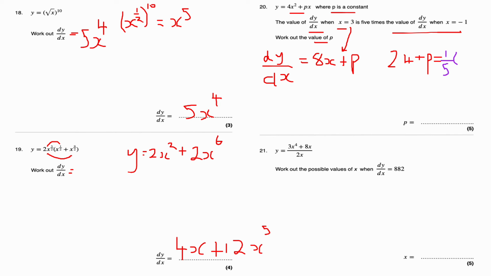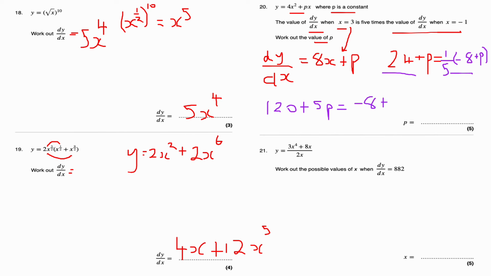When I sub in -1 into here, I get -8 plus p. Okay, it's saying that this is 5 times bigger than this. Hence why I've got a 5th here, because it's 5 times bigger than this. So if I multiply everything by 5 first, then I'm going to get 120 plus 5p. That has to equal -8 plus p.